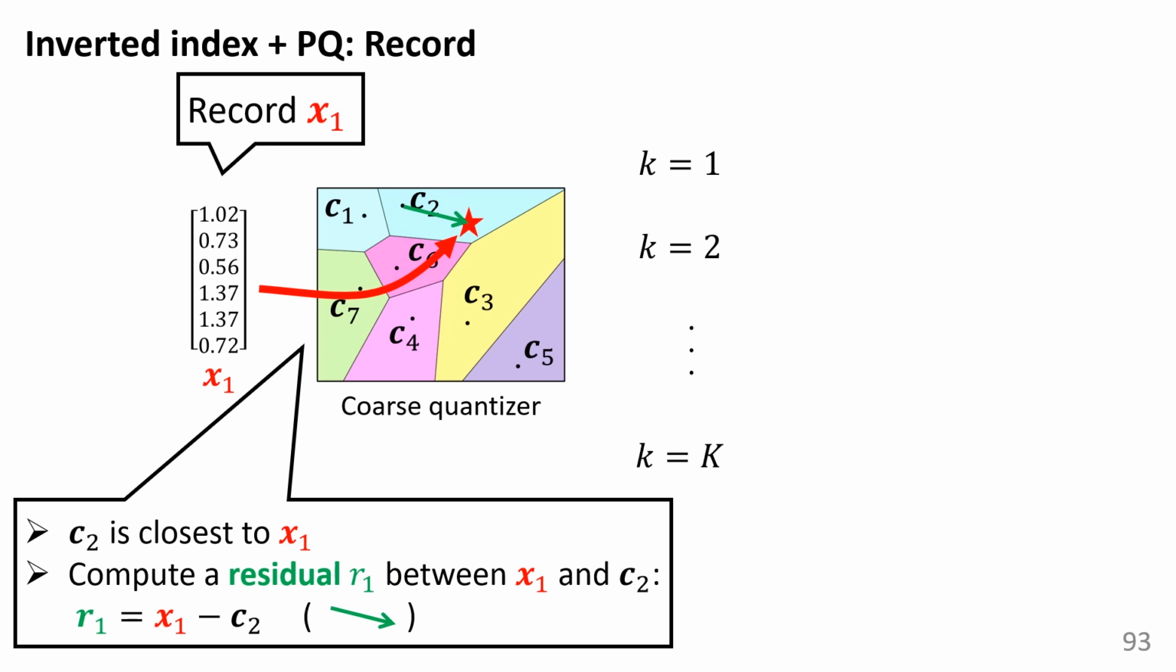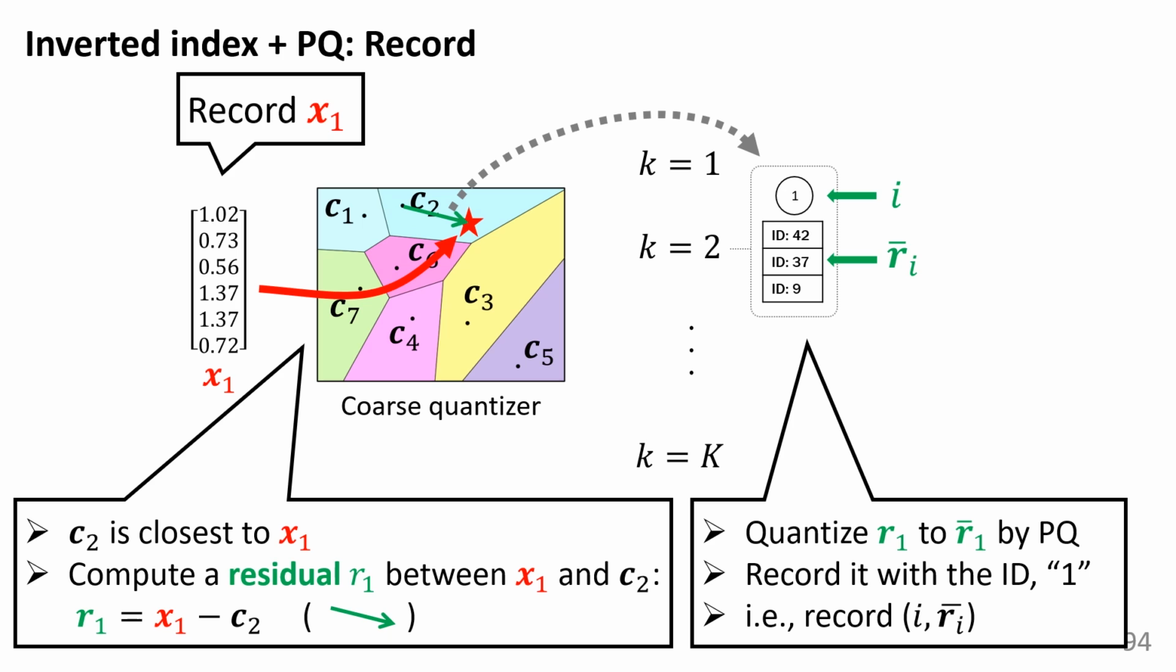Then we quantize R1 to R1 bar like this. We quantize this vector by using PQ. Then we record this with ID 1 here. That means we record i and Ri bar like this. So i is the ID, in this case x1, and Ri bar is this PQ-quantized residual. This is how to record data.